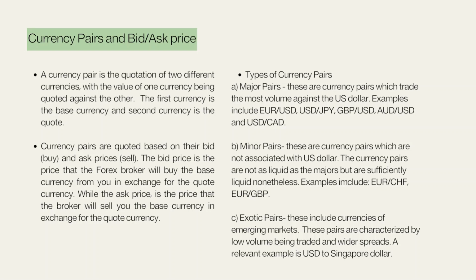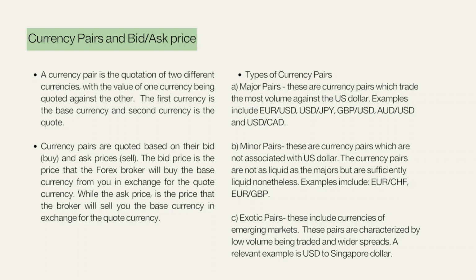Currency pairs are quoted based on their bid price and ask price. The bid price is the price that the forex broker will buy the base currency from you in exchange for the quote currency. The ask is the price that the broker will sell you the base currency in exchange for the quote currency.